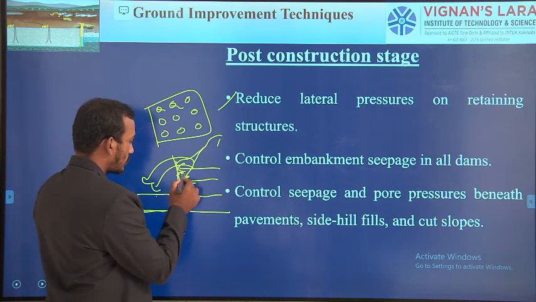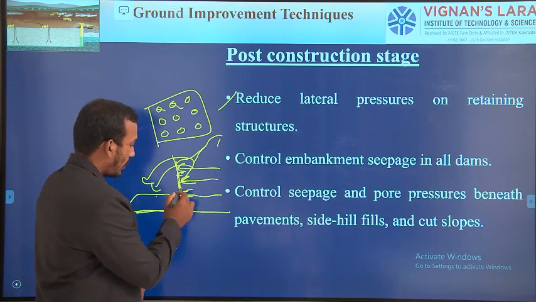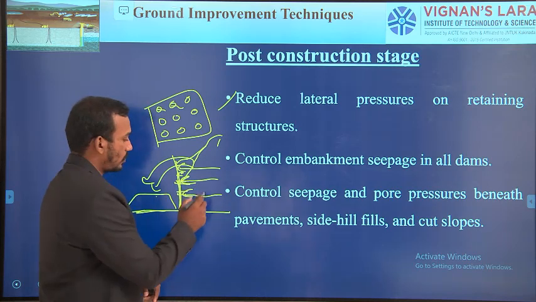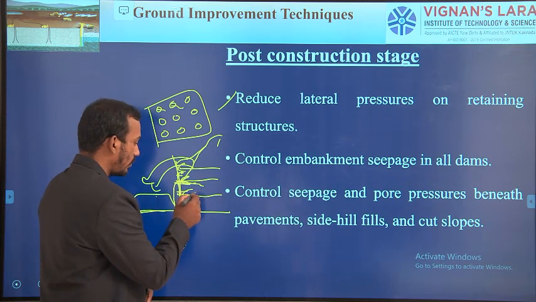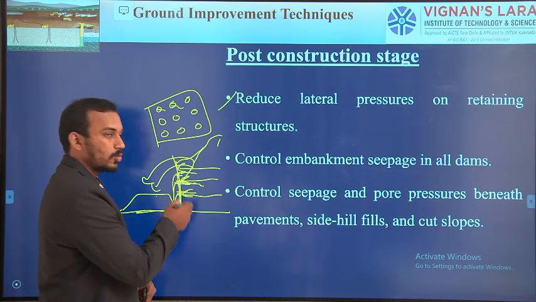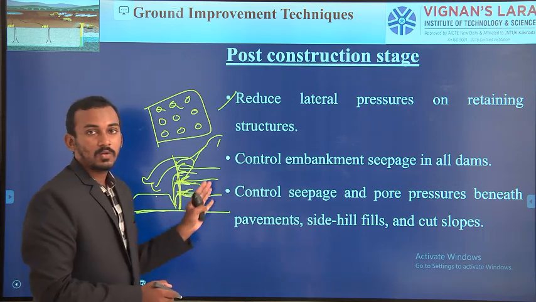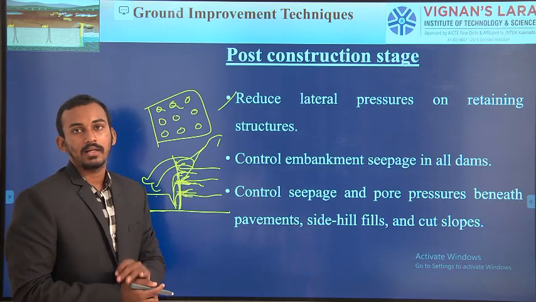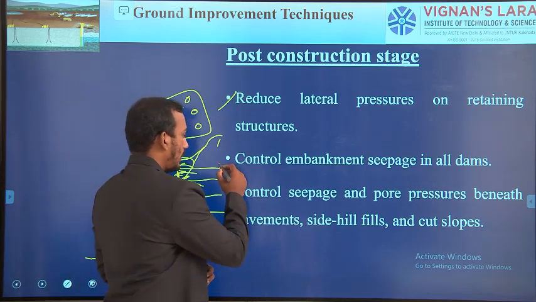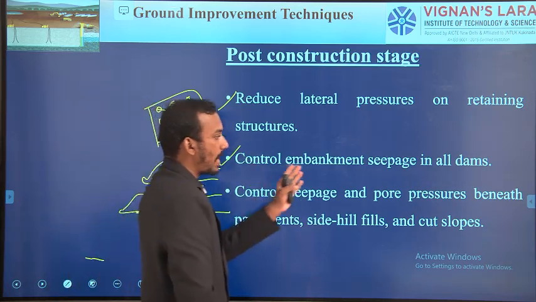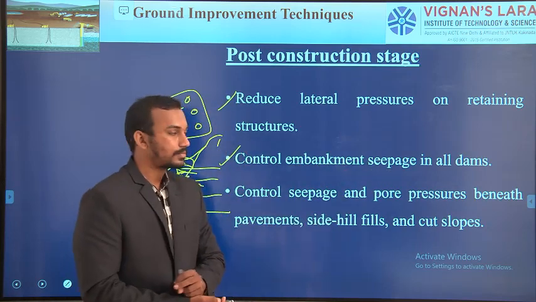So here, this is a cross section, right? Like this we provide some pipes. So all the water comes out of the retaining wall through those pipes. Once all the water has come out, there is no lateral pressure on the retaining wall. Okay. And the second one is control of embankment seepage in all dams.